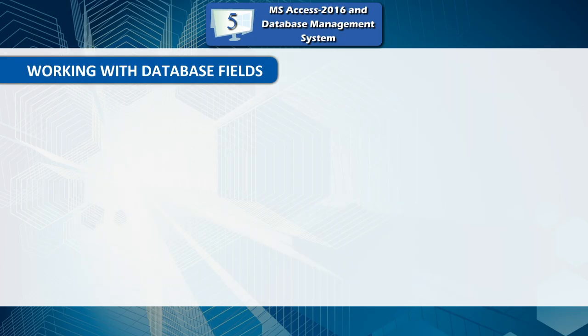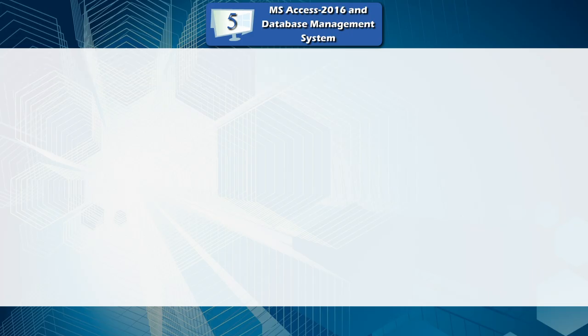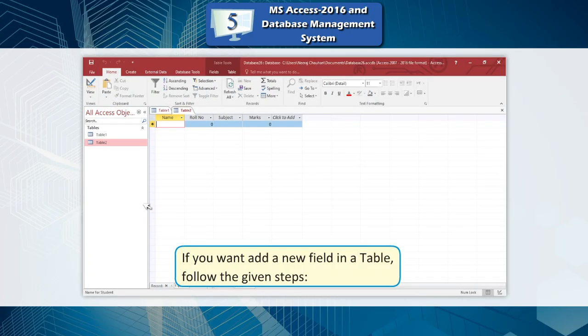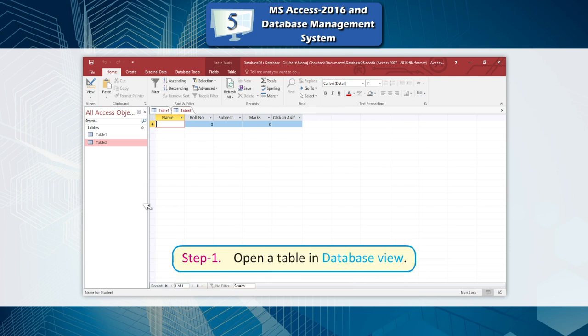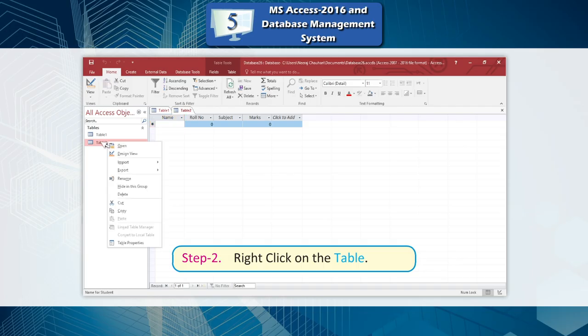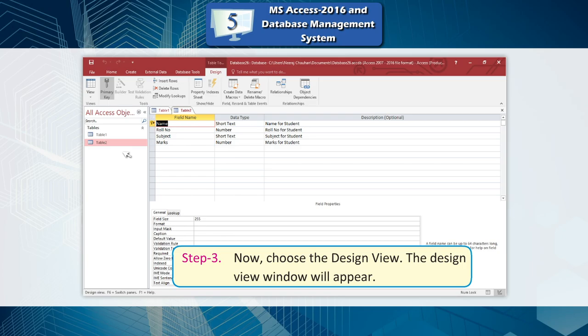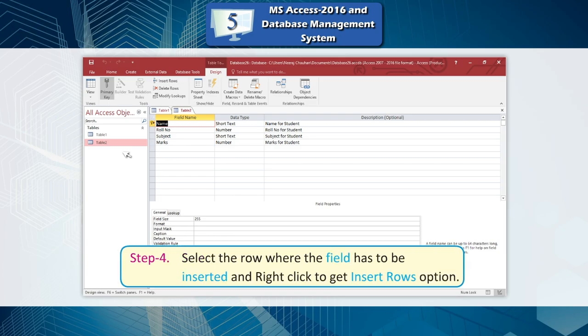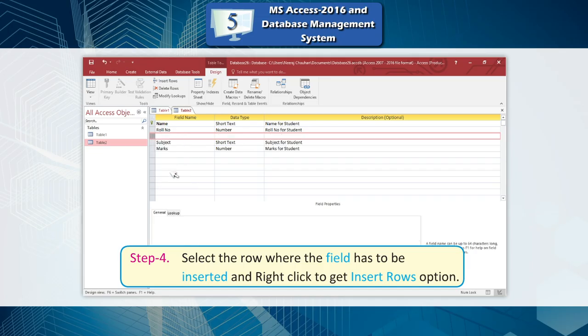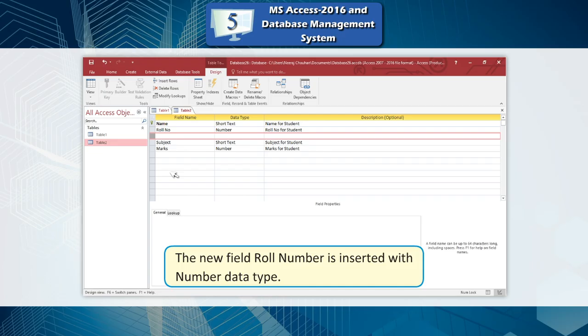Working with database fields. Adding a field. If you want to add a new field in a table, follow the given steps. Step 1. Open a table in Database view. Step 2. Right-click on the table. Step 3. Now choose the Design view. The Design view window will appear. Step 4. Select the row where the field has to be inserted and right-click to get the Insert Rows option. The new field, roll number, is inserted with number data type.